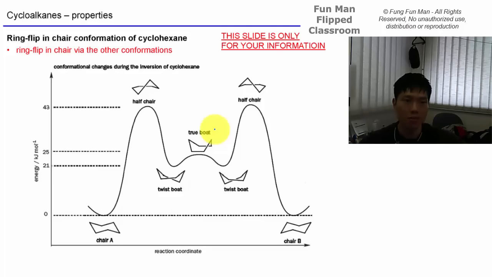Now for the ring flip chair conformation of cyclohexane, there is actually an intermediate conformation. But this slide here, because you're not doing chemistry as a major, is only for your information. No need to know how to draw those half chair, twist boat. No need. They are just transition states. You notice that the half chair is the least stable because it's the highest energy due to the repulsive interaction, angle strain, torsional strain, and bond strain. Steric repulsion as well. So just need to know how to draw the chair conformer of cyclohexane.